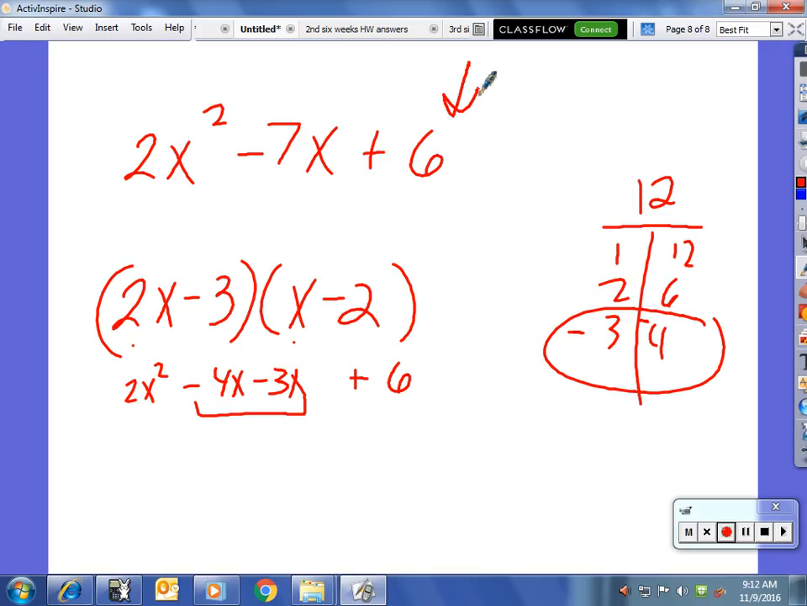If you've got a positive number here and a negative number in the middle, you always have to have double negative signs. That's the only way it's going to work, because it multiplies to give something positive and it adds up to something negative.